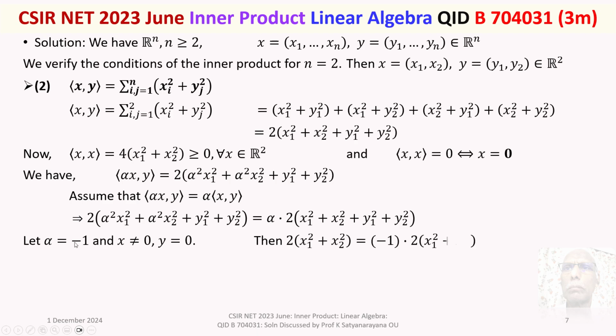Now let alpha be equal to minus 1. We take alpha as minus 1 and x not equal to 0, that is x1 comma x2 not equal to 0 comma 0, and y equal to 0, that is y1 is equal to 0, y2 is equal to 0. Then the above equation becomes 2 times alpha square, that means minus 1 square, so x1 square plus x2 square, 2 times, is equal to alpha, which is minus 1, into 2 times x1 square plus x2 square, because y1 and y2 are 0.